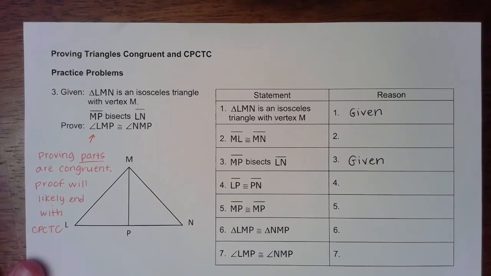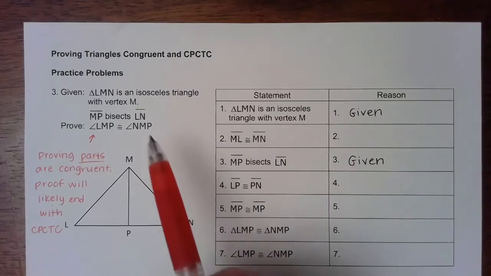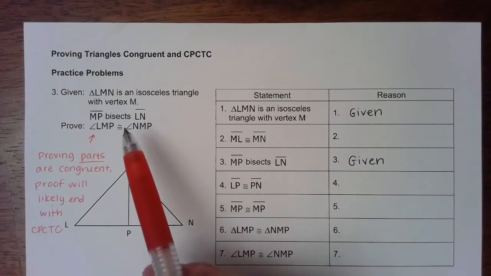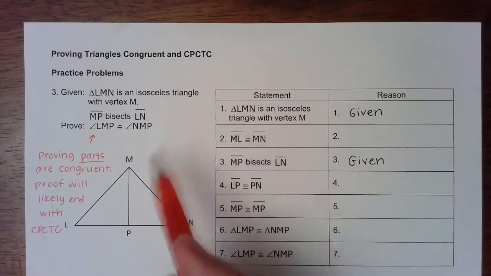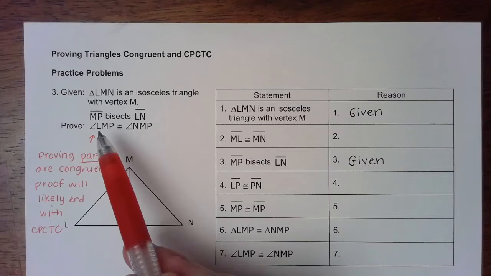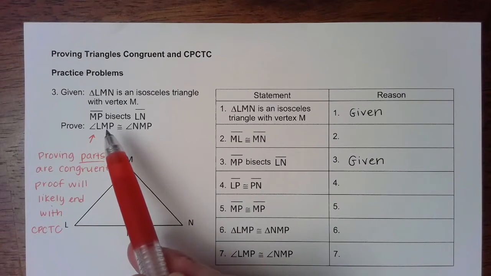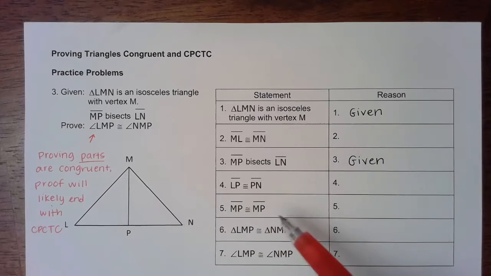Alright, so here we're going to practice some proofs that use CPCTC. And remember, your hint that you're going to use CPCTC on this one isn't because of something you see on the paper up here, it's right here. Because you're not proving that the two triangles are congruent to each other, that means that you're probably going to prove that the two triangles are congruent to each other, and then you're going to finish the proof with CPCTC.